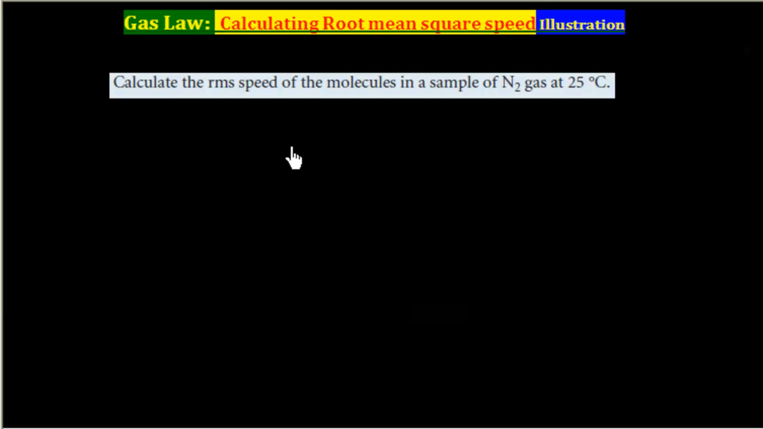Calculating root mean square speed. Calculate the RMS speed of the molecules in a sample of nitrogen gas at 25 degrees centigrade.